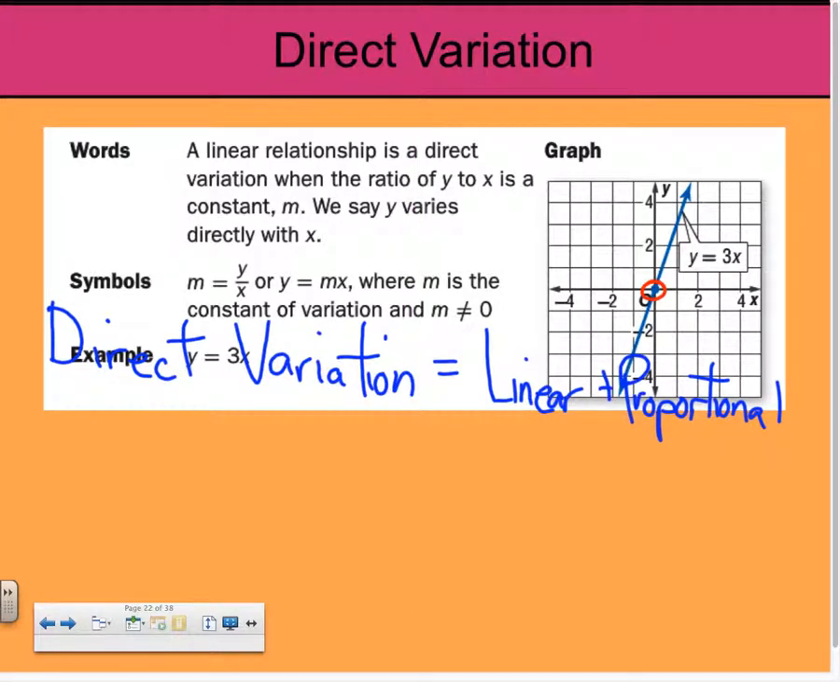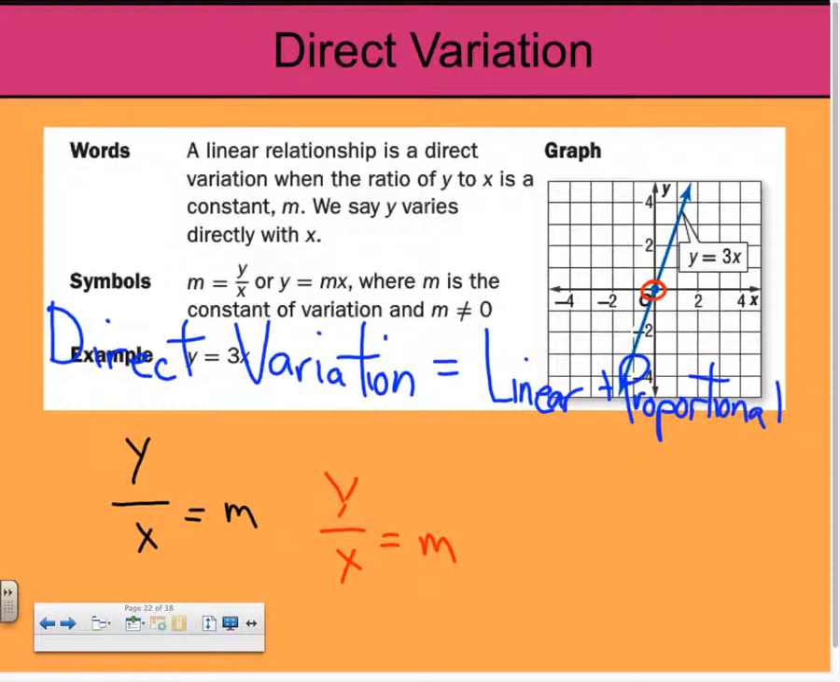So, if I take a y value and I put it over an x value, I'm going to get this number, and for right now we're going to call that number m. And what we realize is I can look at the next point, take the y and put it over an x, and I'm going to get the same answer. Because when something is proportional, all the different coordinate pairs, when I take the y and divide by the x, it's going to end up equaling the same thing.